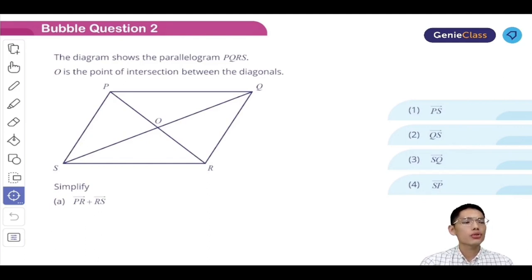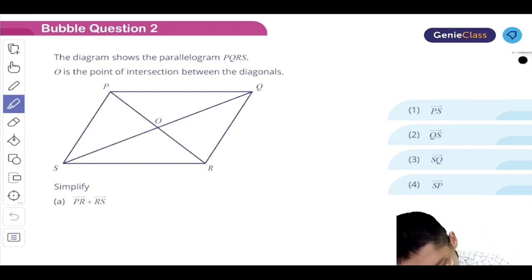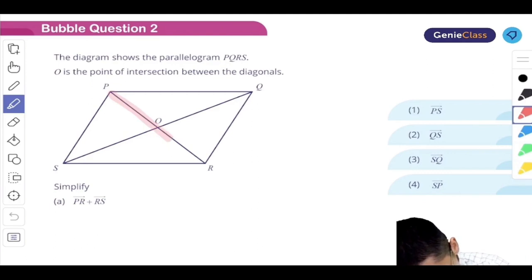3, 2, 1. Alright, most of you all got it. There's a little confusion. Let's take a look over here. Most of your answer. Aha, take note. Some of you answered wrongly. Let's take a look. PR plus RS. This is PR. This is RS.